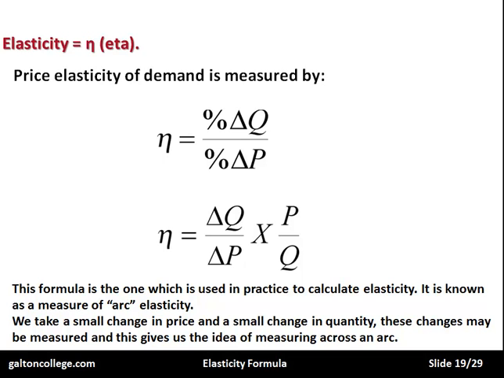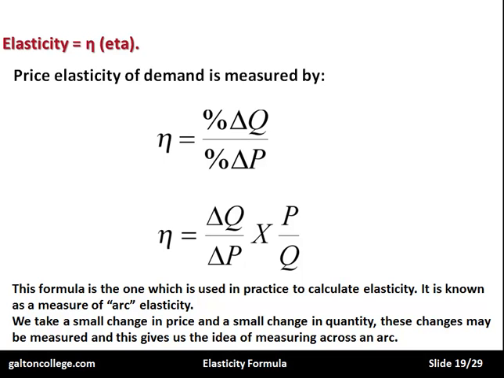So that's our original formula, and we've just moved it around and we found this bottom formula. Delta Q, change in Q, divided by the change in price, multiplied by the price, divided by the quantity. This formula is the one we use in practice to calculate elasticity. It's known as arc elasticity, arc, because we take small changes in price and a small change in quantity. These changes may be measured, and this gives us the idea of measuring across an arc.